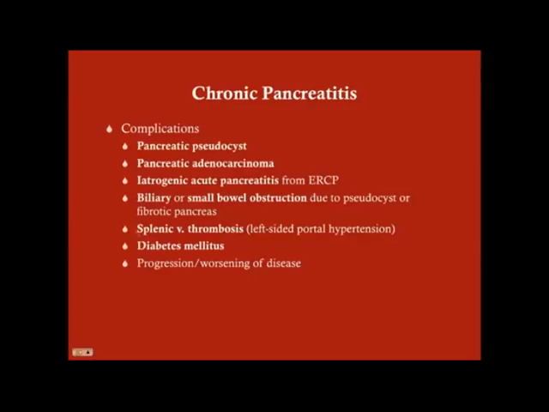Diabetes mellitus is almost the rule with chronic pancreatitis because they're not going to be secreting as much insulin, so they'll have higher levels of glucose. And so for most of these patients, when you discharge them, you're going to be discharging them on some kind of pancreatic enzyme. And then, of course, inevitably there's progression or worsening of the disease if they don't stop smoking and stop consuming alcohol.